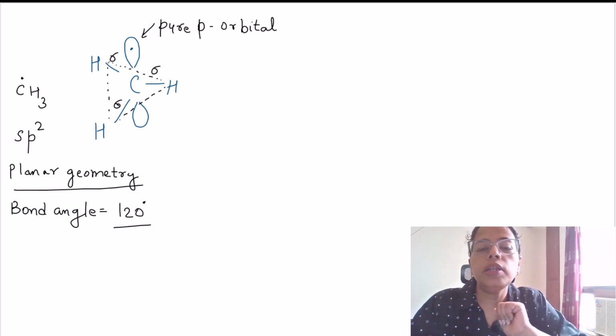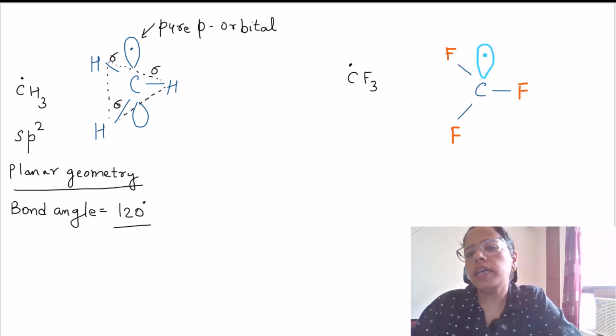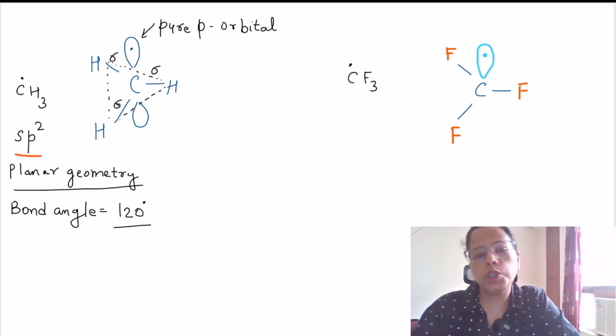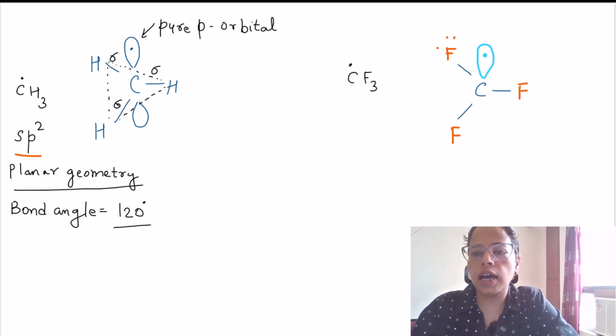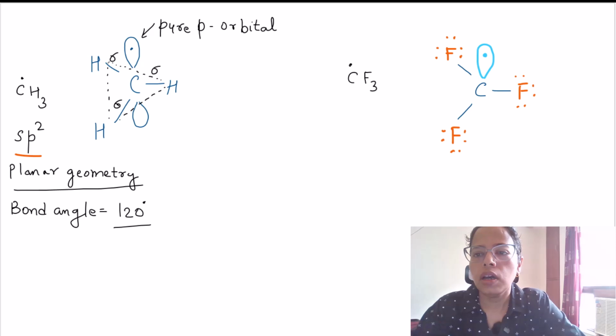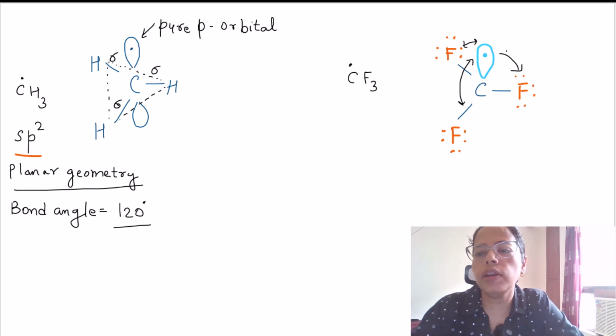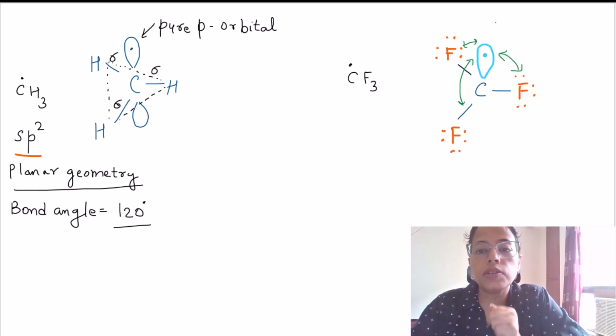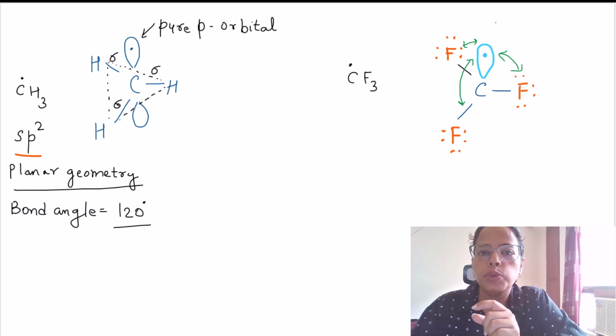Now if the same principle is applied to CF3 radical, then what will happen? If we suppose that CF3 radical also has a planar geometry and is sp2 hybridized, then what will happen? You see here that in contrast to hydrogen, fluorine has lone pairs of electrons. Fluorine has 3 lone pairs. Fluorine's lone pairs show a significant repulsion with the unpaired electron on the carbon free radical. And as a result of this repulsion, this bond angle has to be reduced.